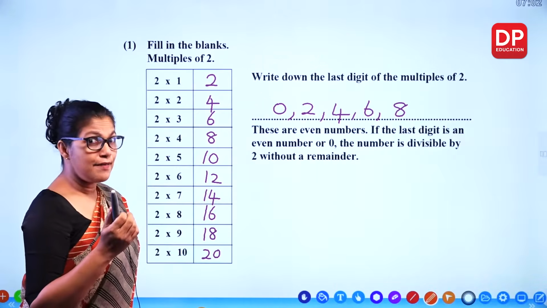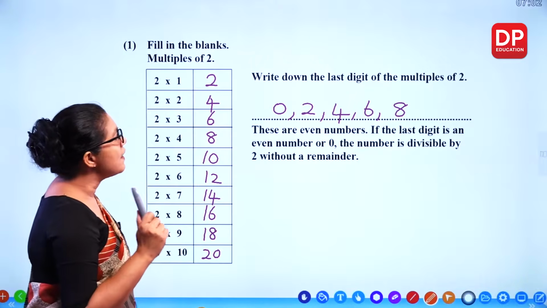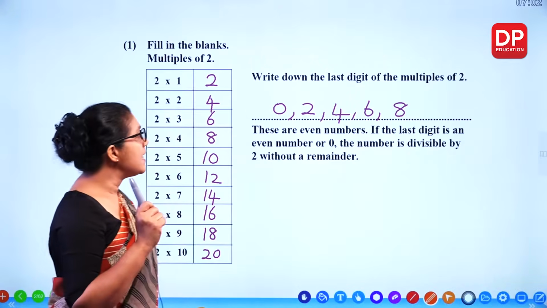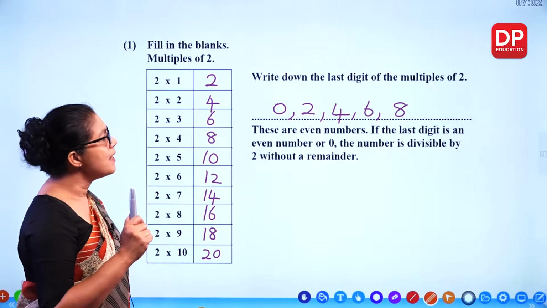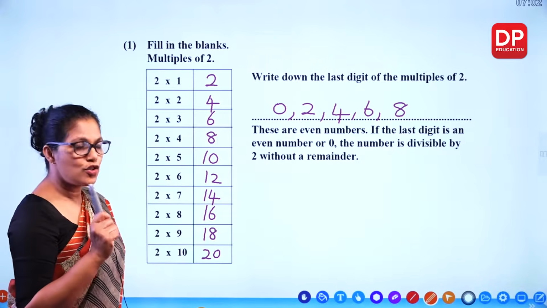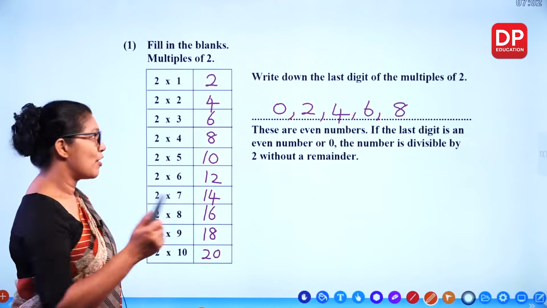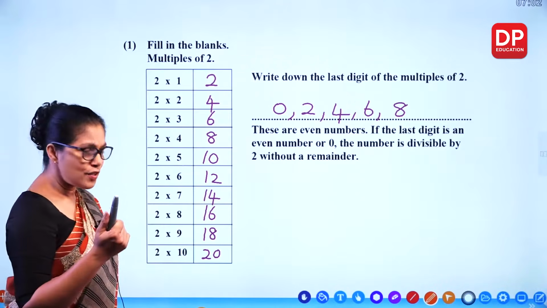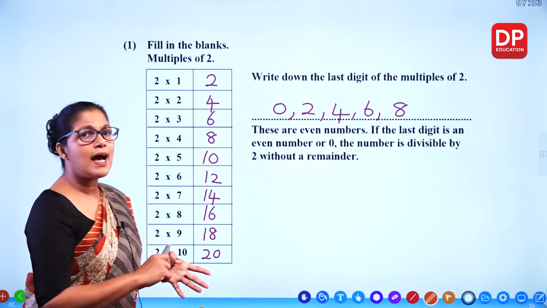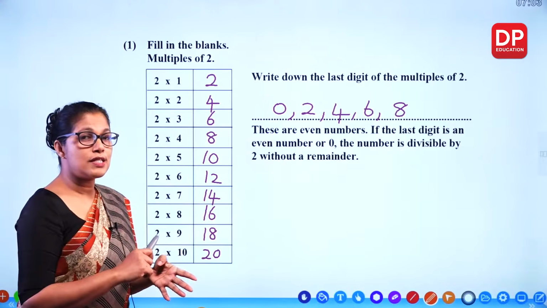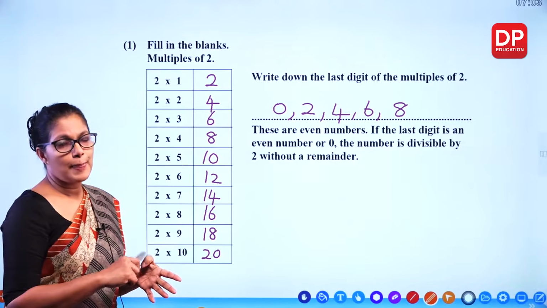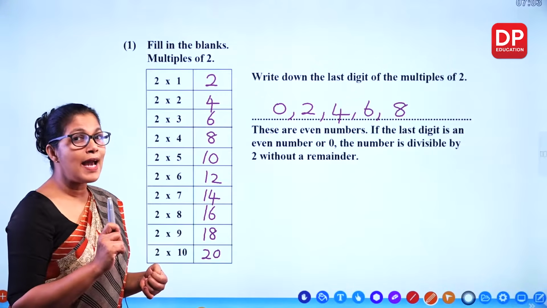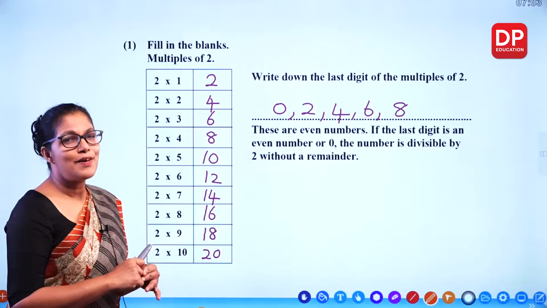These are even numbers. If the last digit is an even number or 0, the number is divisible by 2 without a remainder because these are multiples of 2. So look at the last digit. If the last digit is 0 or even number, the number is divisible by 2 without a remainder.